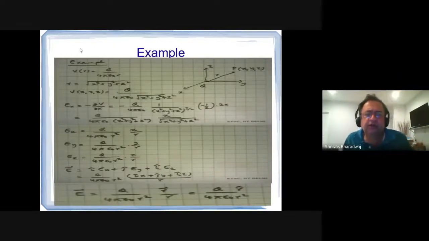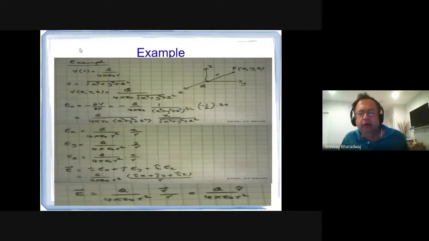So what is this dou v by dou x? Dou v by dou x is when you take the derivative with respect to just x, keeping y and z constant, or keeping everything else constant, just with respect to x. So if it is a function of x, in this case q by 4 pi epsilon r, r is root of x square plus y square plus z square. That is the position vector, right?